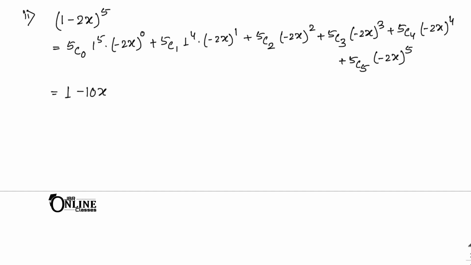Clear? Now next one 5c2, and then here (minus 2) whole square means 4. So 5c2 and 4, it becomes 40, so it will be 40x square. The next one 5c3, and as here (minus 2) whole cube means again minus, so 2 cube means 8, so 5c3 into 8 becomes 80 x cube. Next here (minus 2) whole to the power 4 means positive, so 2 to the power 4 means 16 into 5c4, and that equals also 80, so 80 x to the power 4. Now the last one, it will be negative, and 32 x to the power 5 as your answer.